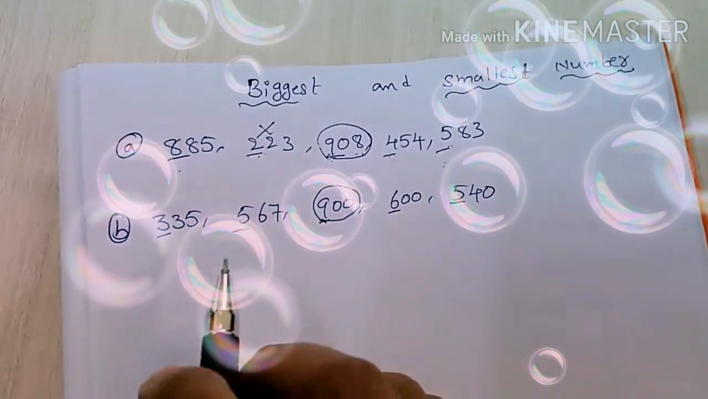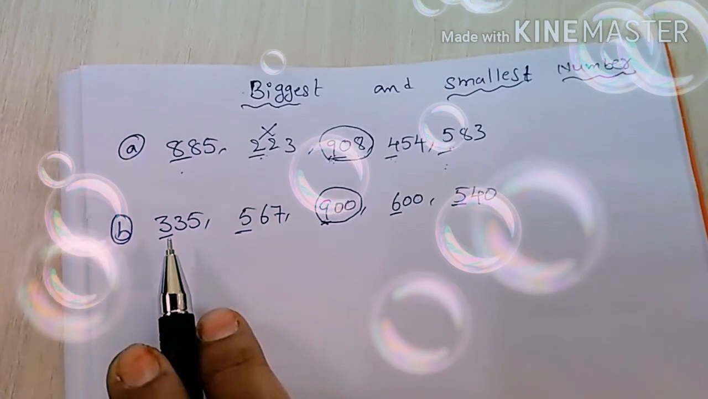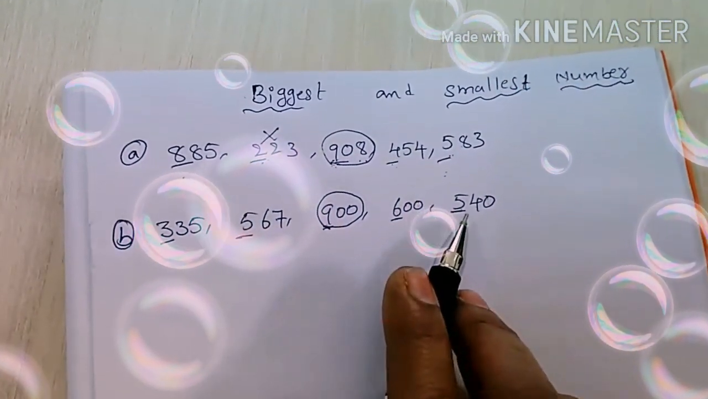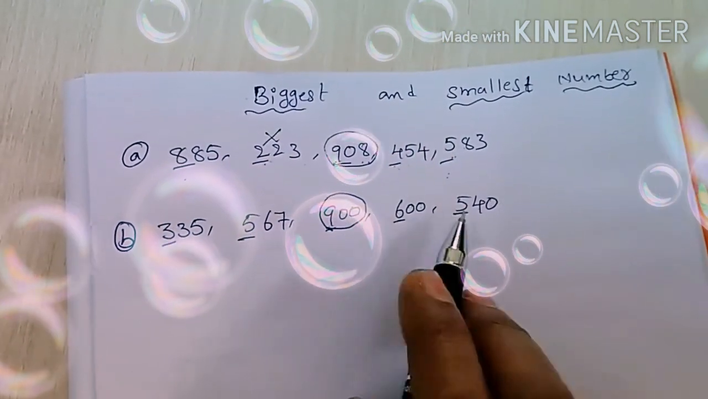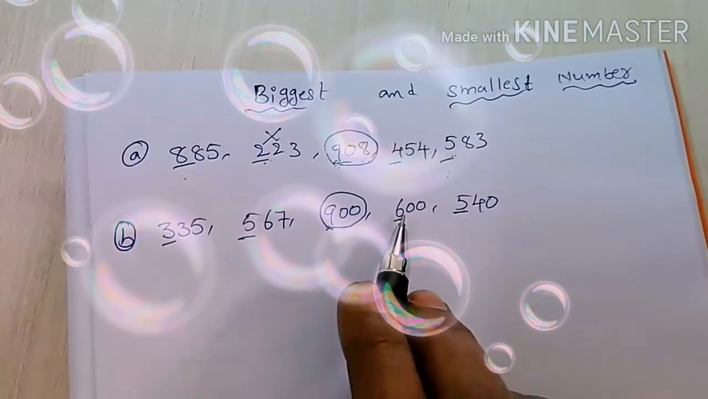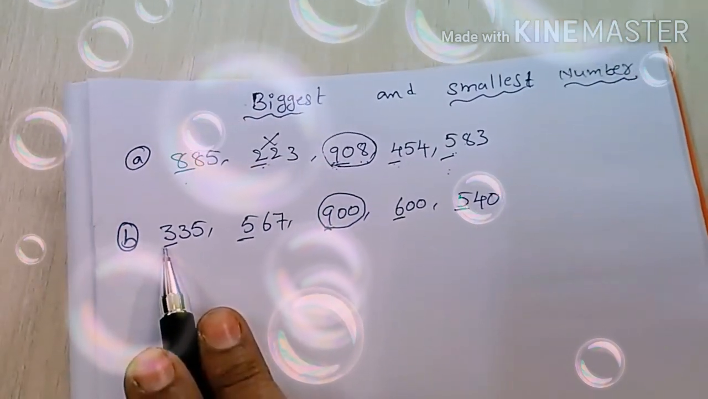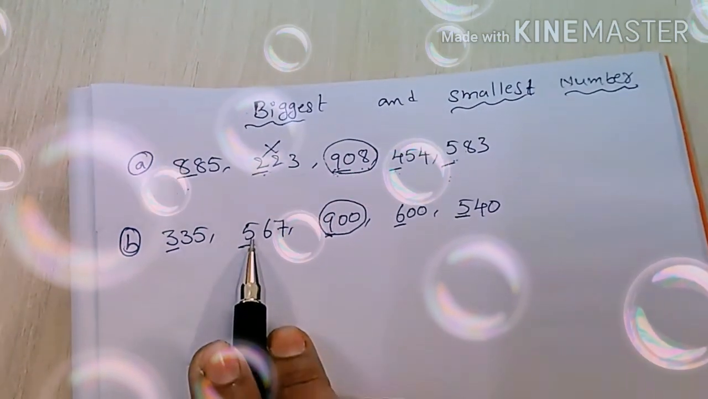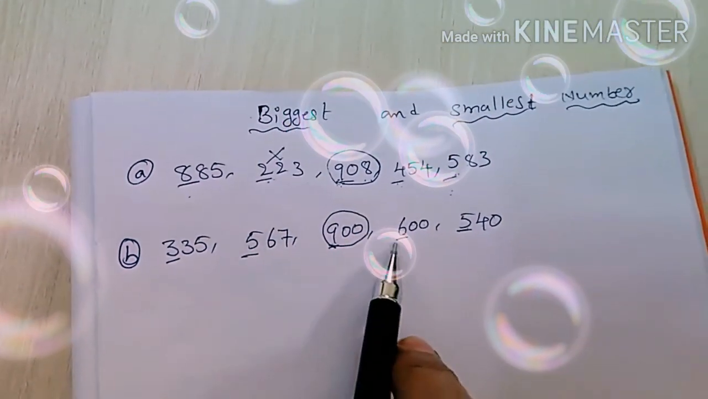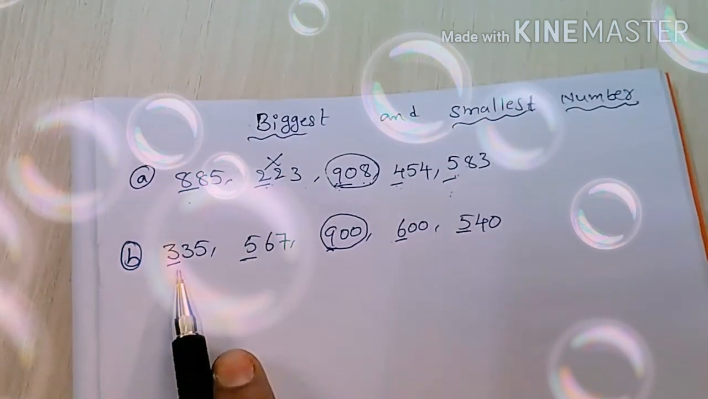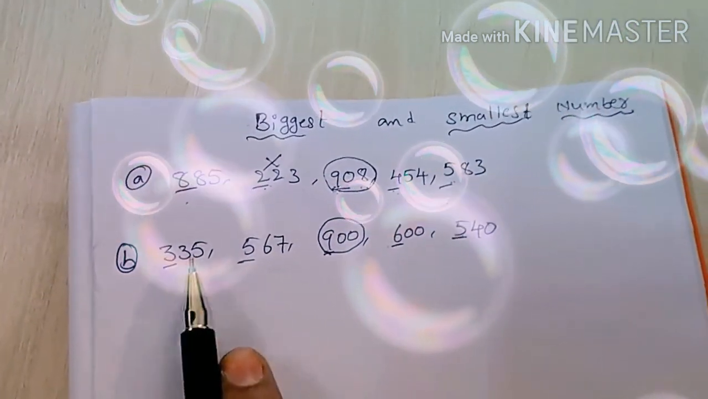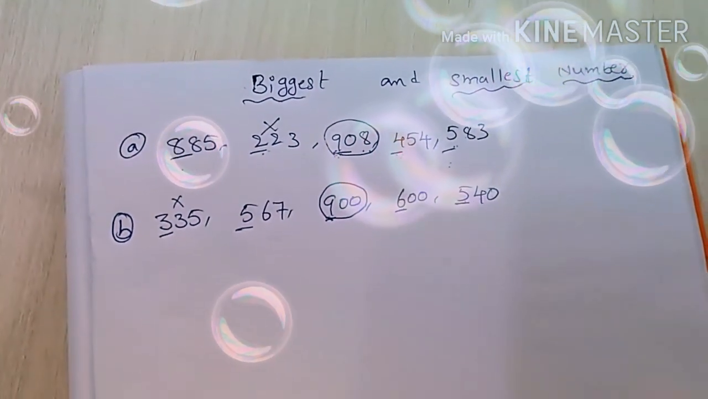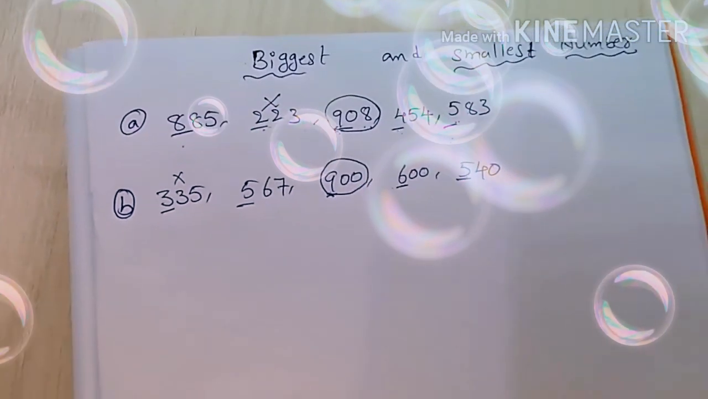Now come to the smallest number. Here which is the smallest number? 300, or 500, or 600. So here 6 is bigger than 5. 6 is bigger than 3. So we want the smallest number. So 3 is smaller than 5. 3 is smaller than 6. So automatically 335 is the smallest number. This is the identification of smaller and biggest numbers.